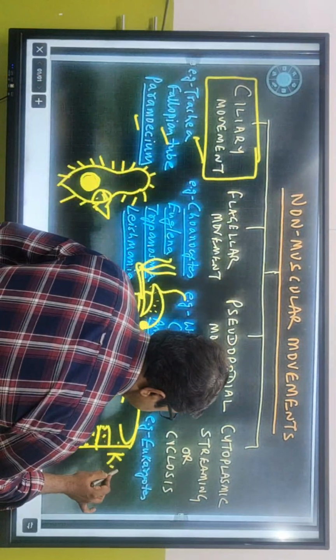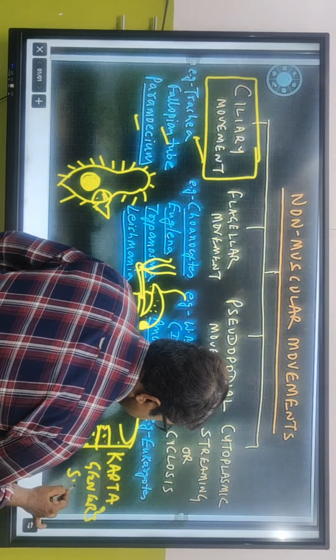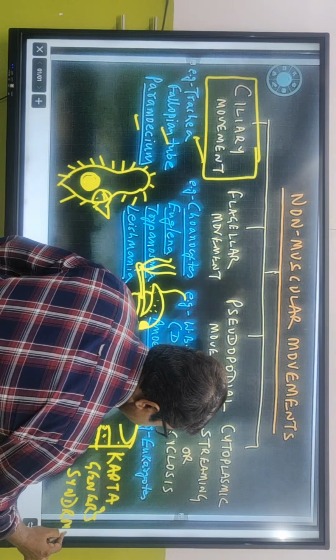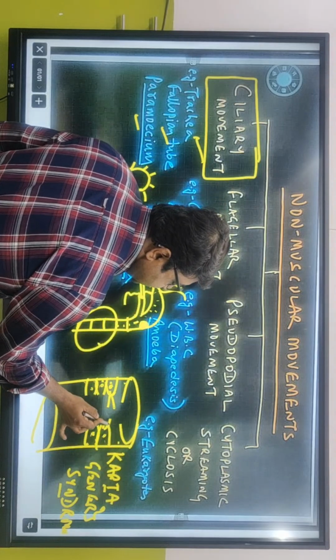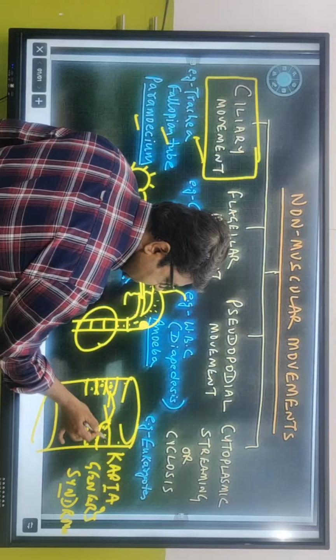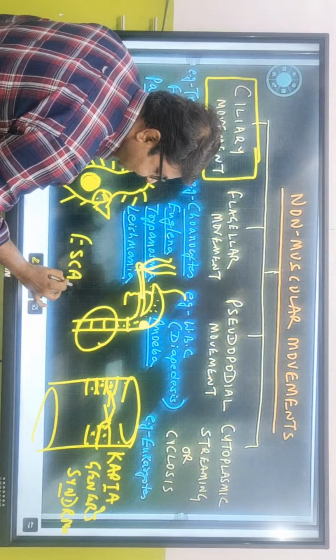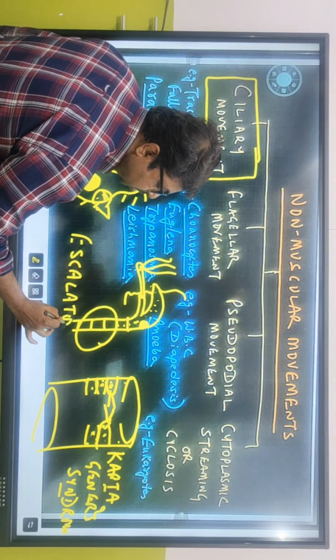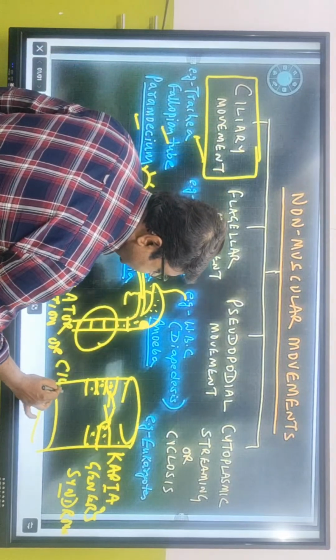Kartagener syndrome. What happens here? In Kartagener syndrome, what happens? This particular movement of the cilia dies down. It gets destroyed. And this movement that pushes upward, that particular movement is called escalator action of cilia. What is it called? Escalator action of cilia.